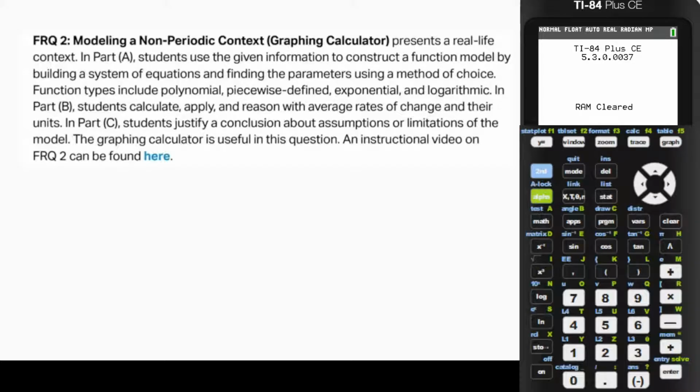In part A, we're going to construct a function model by building a system of equations and probably using a regression. Then in part B, we're going to calculate, apply, and reason with average rates of change and their units. And then in part C, we're going to talk about the assumptions or limitations of that model. Okay, so let's just jump in and look at a few of these examples.